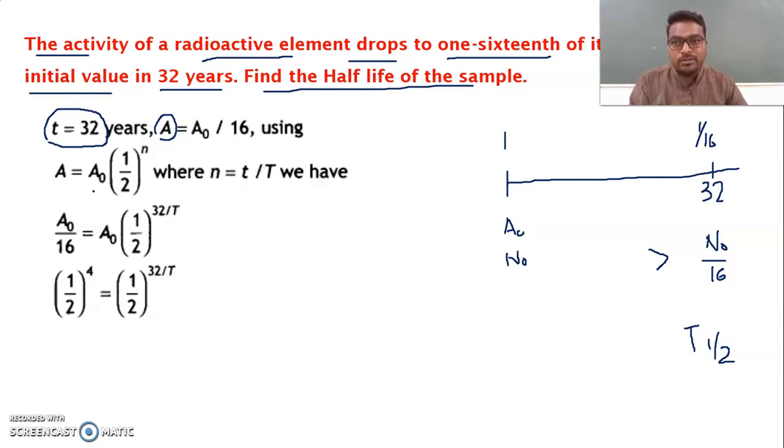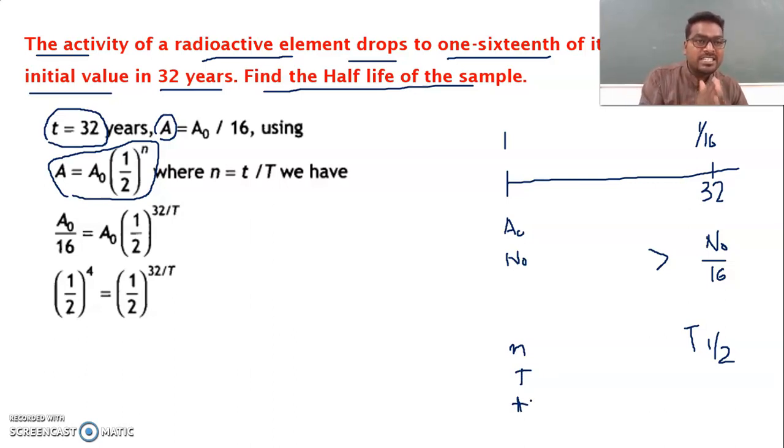If you substitute the value in this equation, the relationship is A is equal to A naught into half to the power of n. Here n is the number of half-lives, capital T is the half-life, and small t is the total time taken by the radioactive element to reduce to 1/16th of its initial value. One important thing you must know is how we consider A is equal to A naught by 16 exactly at 32 years.